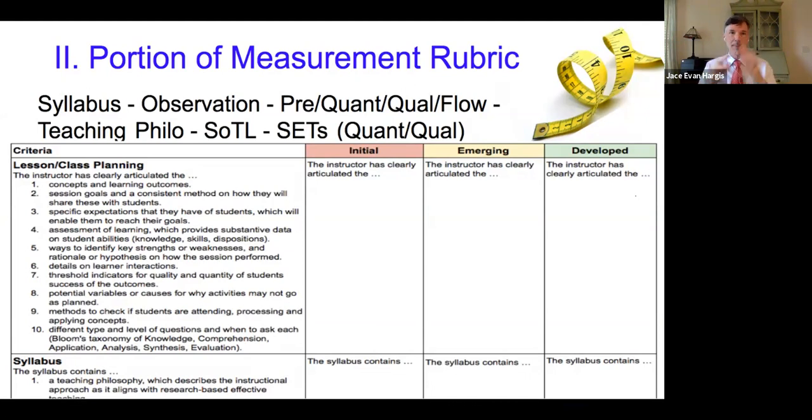If you'd like to think about doing some measurement, you can certainly create your own rubric, but I've actually created a very large, everything-incorporated one. This is a portion of it, and I'm happy to share it with you. But keep in mind that this is really, really intensive.